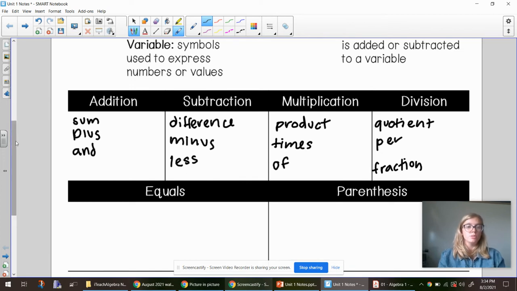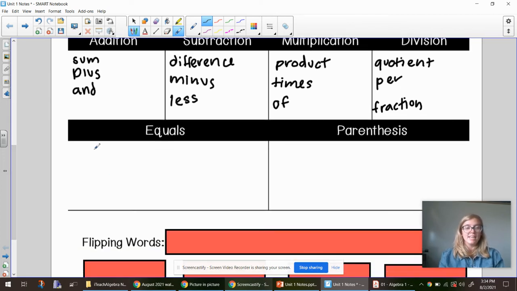Times when we're going to use an equal sign is anytime you see the word is. Is is our biggest key that you're going to see for the equal sign. So if you see 5 and 6 is 11, is where the equal sign goes.